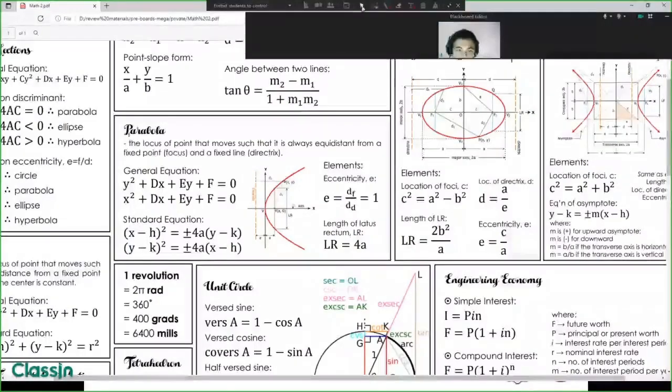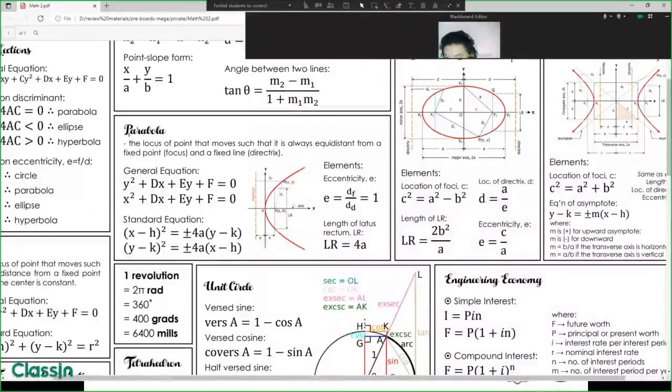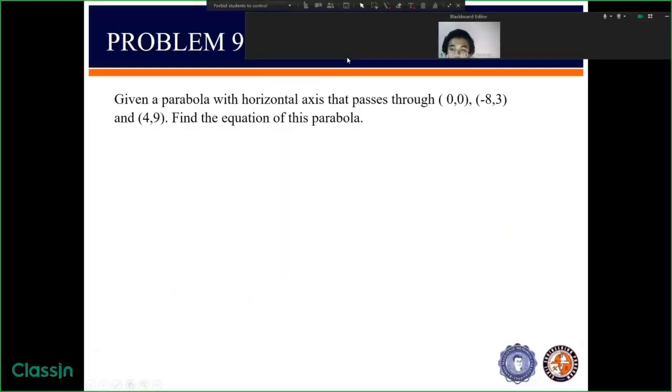So ngayon, anong gagamitin natin dito sa problem natin? So, nakadepende kasi yan kung ano yung orientation ng parabola natin. So, sabi kasi, ang hint dito is itong axis ng parabola. Kung ano yung magiging axis niya. Horizontal ba o vertical? Since sinabi dito sa problem natin na horizontal axis, yung ating parabola with horizontal axis. Therefore, yung equation na gagamitin natin dito is yung first equation. Dito sa general equation muna tayo. Yung first general equation, which is y squared plus dx plus ey plus f equal to 0. So, yan yung gagamitin natin. Okay? So, sulat muna natin.